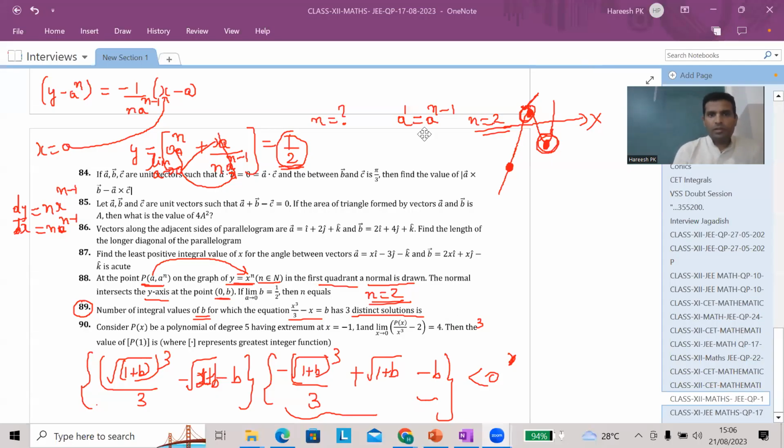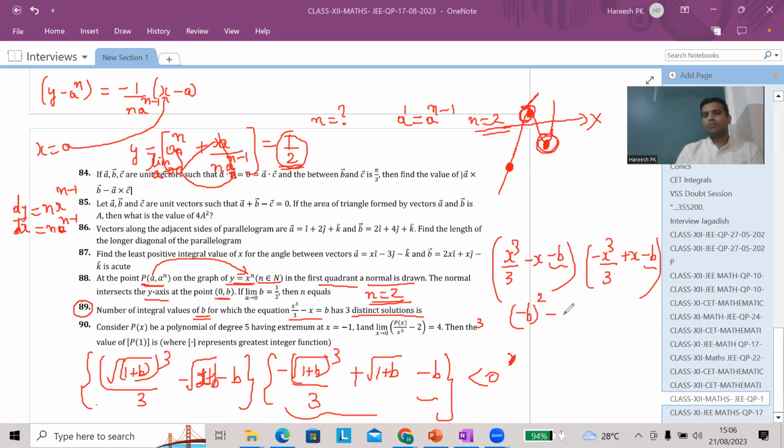For simplicity's sake, we'll call that big term just x. So you'll get x cubed by 3 minus x minus b into minus x cubed plus x minus b. So this is like my a. It's not changing, but these two are becoming negatives. So this is like a plus b and a minus b. So it will be a square minus b square.